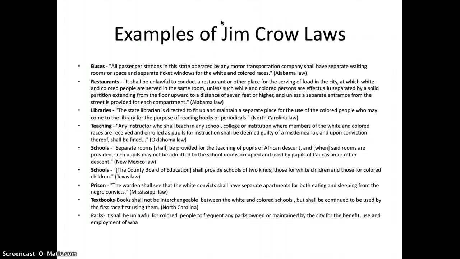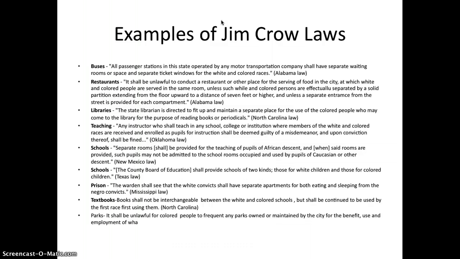Libraries in North Carolina had to have completely different sections for blacks as for whites. Most of the time, you would see the black books would be the older ones, the dirty ones, the ones that most likely were completely out of date or torn. The teaching had to be different.